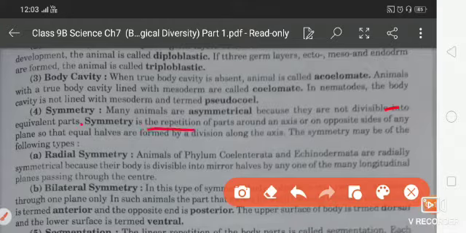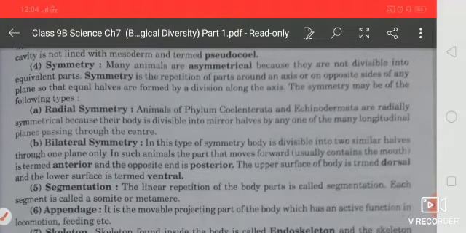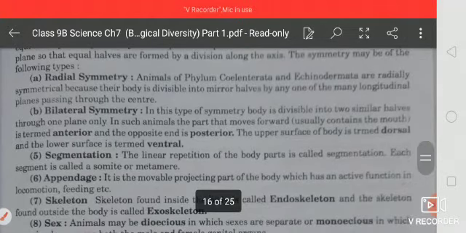But symmetry is the repetition of parts around an axis or on opposite sides of any plane, so that equal halves are formed by a division along the axis. So symmetry may be of the following types: radial symmetry and bilateral symmetry. Here in radial symmetry, animals of phylum Coelenterata and Echinodermata are radially symmetrical because their body can be divided into mirror halves by any one of the many longitudinal planes passing through the center. So coelenterates and echinoderms are radially symmetrical.